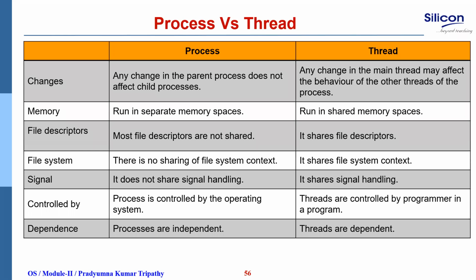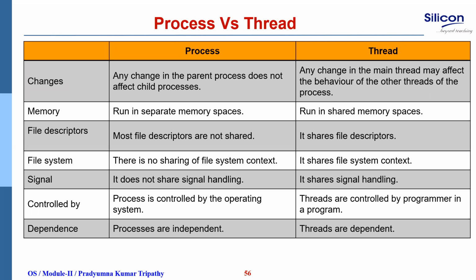Regarding memory, processes run in separate memories. Every process has a separate memory area. But threads share the common memory. As we already said, a thread is a part of the process, so memory is allocated for the process and no extra space is required for the thread. A thread will share the memory space of the process which is created.